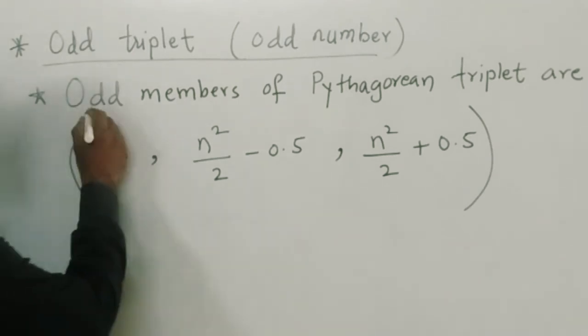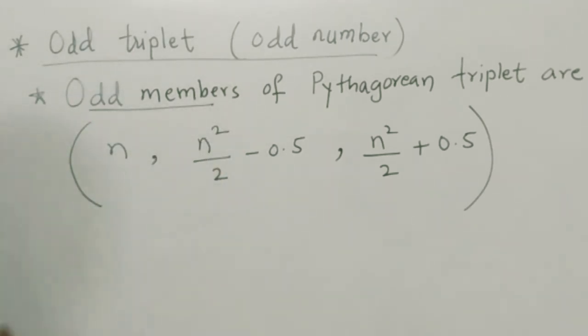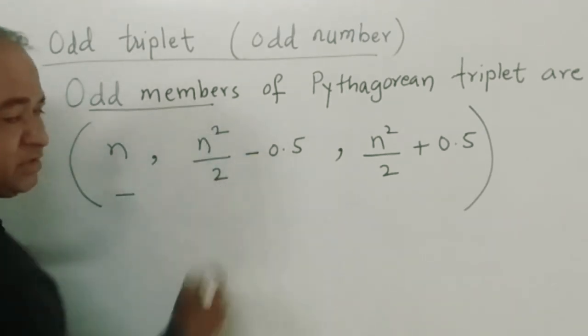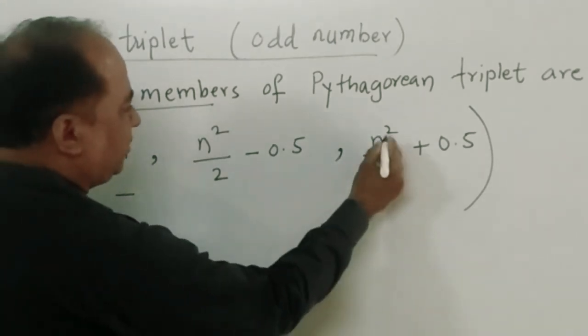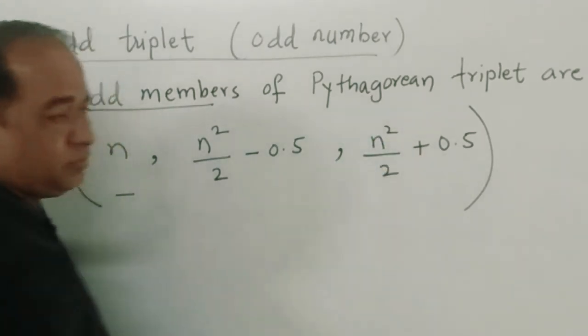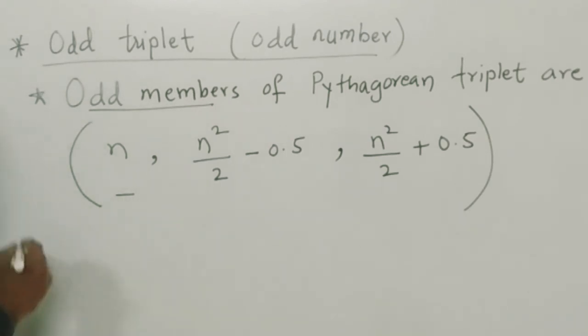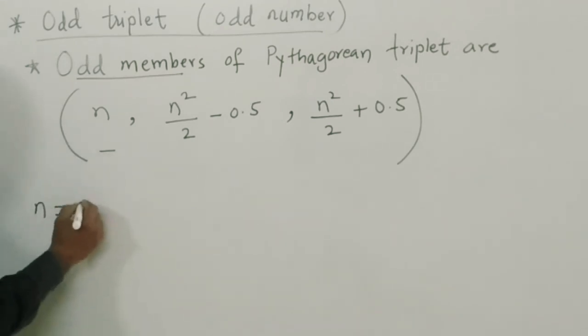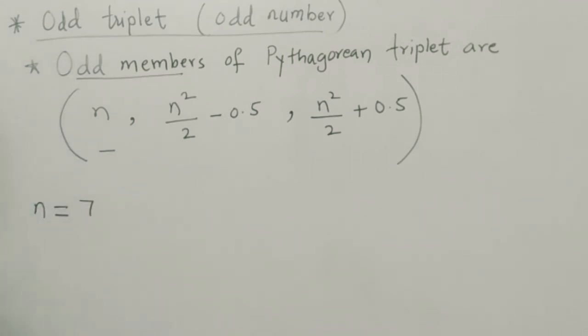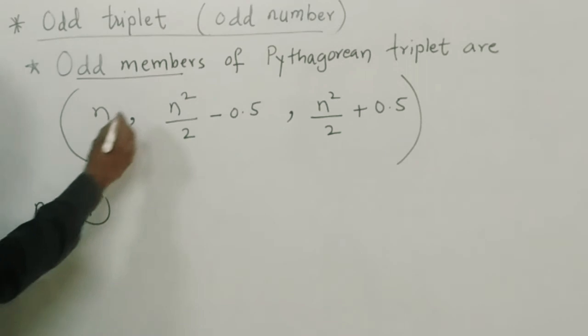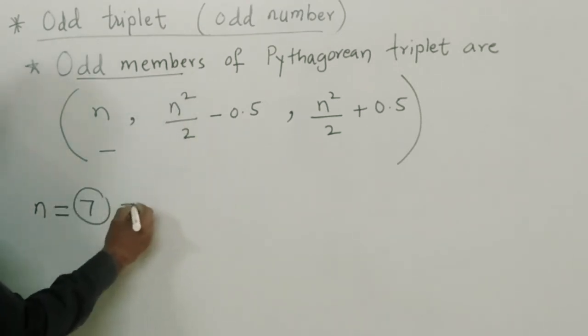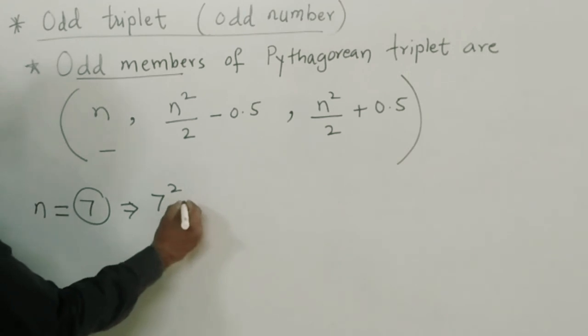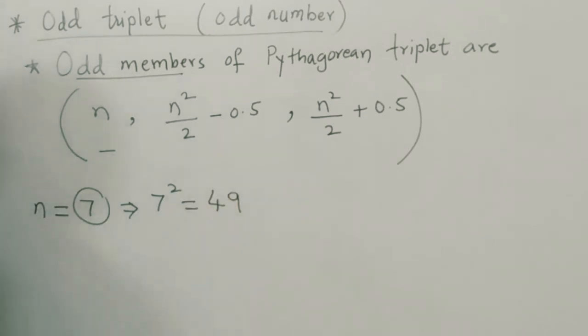So the members of the Pythagorean triplet are: the first element n, the second element n square upon 2 minus 0.5, and the third element n square upon 2 plus 0.5. So let us take one example. Let n be equal to 7. So the first member of the Pythagorean triplet is 7. Now for the second member, n square, that is 7 square, which is equal to 49.